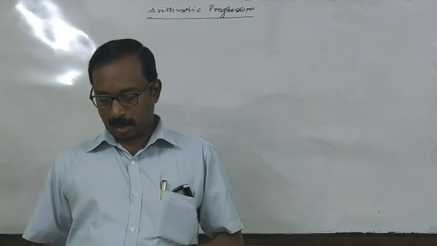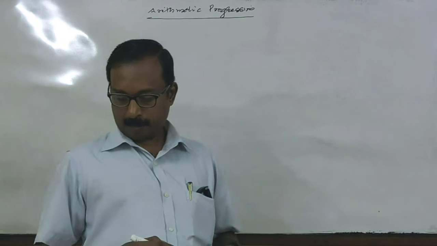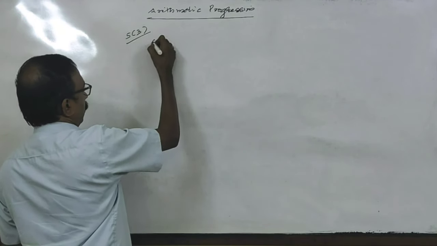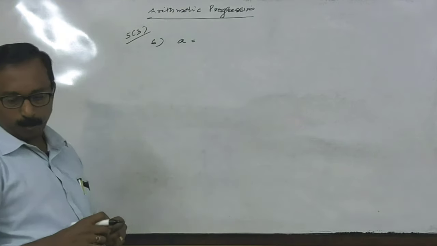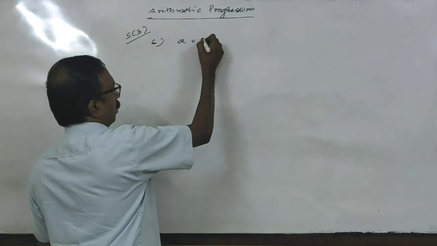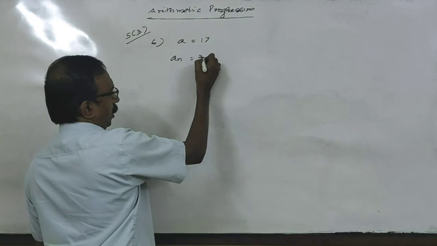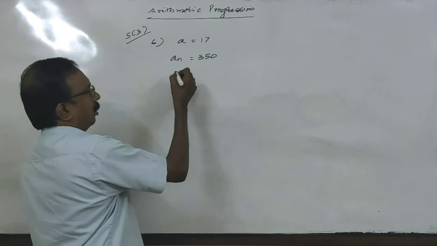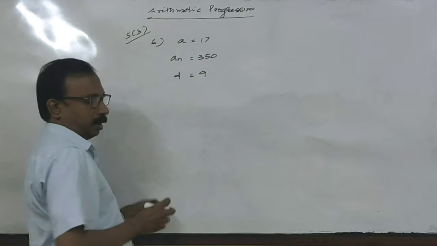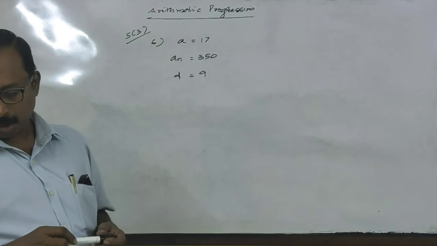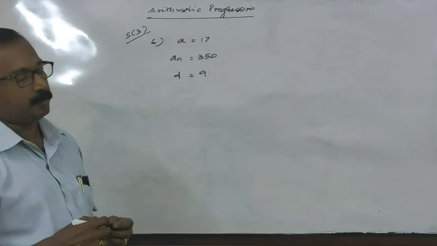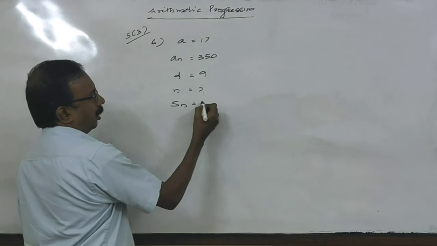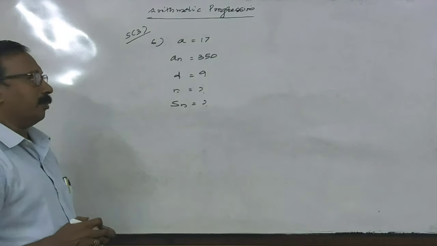The first and the last terms of an AP. First term is equal to 17 and last term, that is an, is 350. If the common difference is 9, d is also given as 9. How many terms are there and what is their sum?